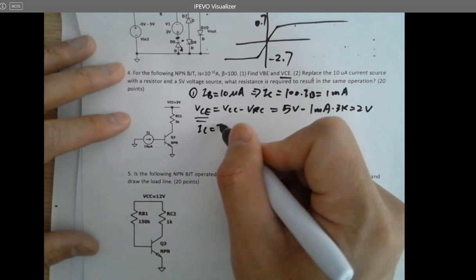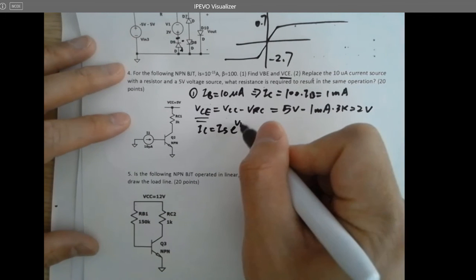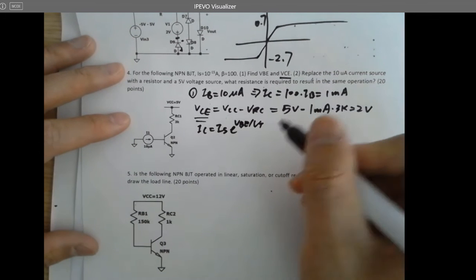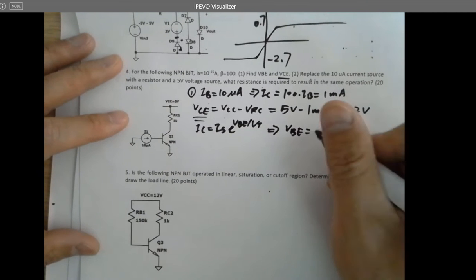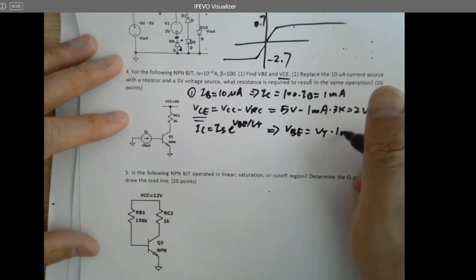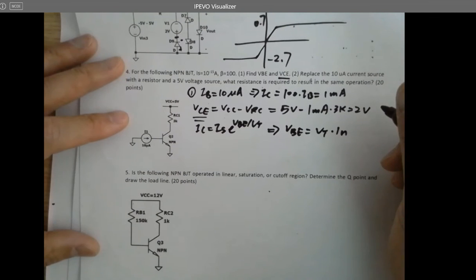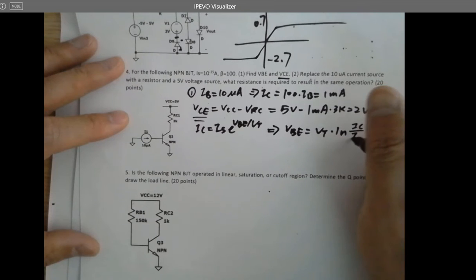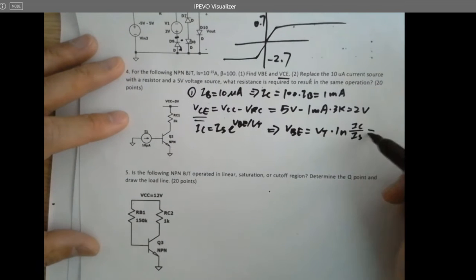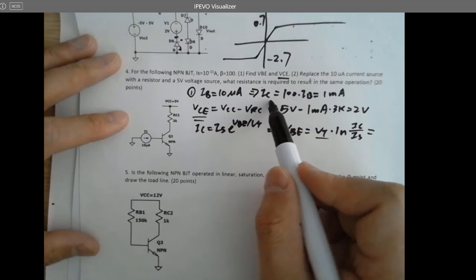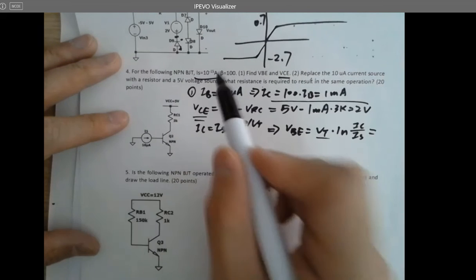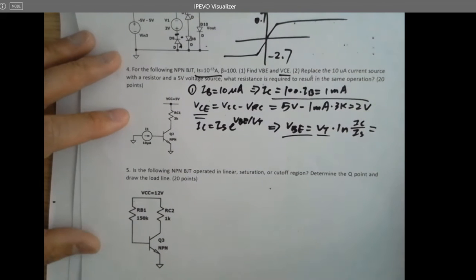IC equals IS e^(VBE over VT). So VBE is VT times natural log of IC over IS. VT is 25 millivolts. IC is already calculated. IS is given. So you can calculate VBE very quickly.